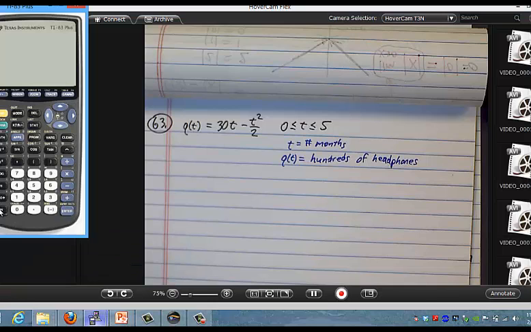Let's see. Go to the y equals screen, clear some of this stuff out. So it says 30. Now I don't have a T button. I'm going to use this X button up here. It says T also, but 30x minus x squared divided by 2. Oh, I better change my window, right? What should I change my window to? Oh, we could do the standard. This is the standard. Let's see what happens.